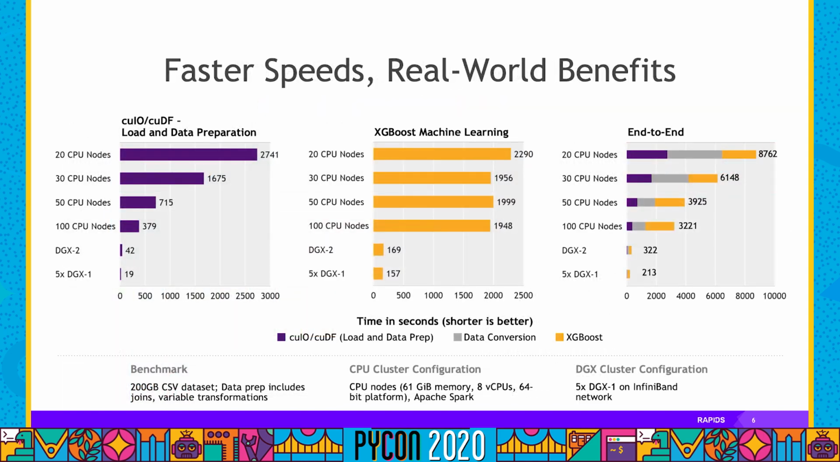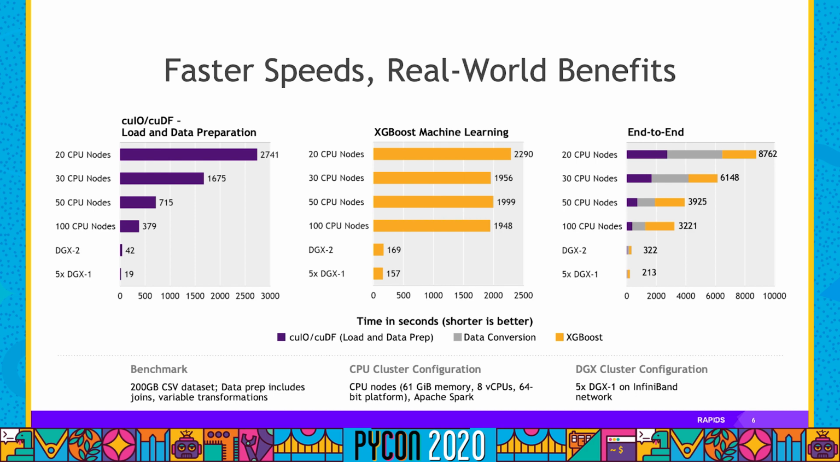Just some benchmarks up front. Faster speeds, whether we're doing IO, data prep, or machine learning, this time with an XGBoost model, or doing end-to-end computation. We have the difference in timings between 20, 30, 50, and 100 node CPU clusters, as well as a DGX2 and 5 DGX1s. When you're comparing a DGX2 to a 100 node CPU cluster, and you can read at the bottom what the CPU cluster was, this is on a 200 gigabyte CSV data set.